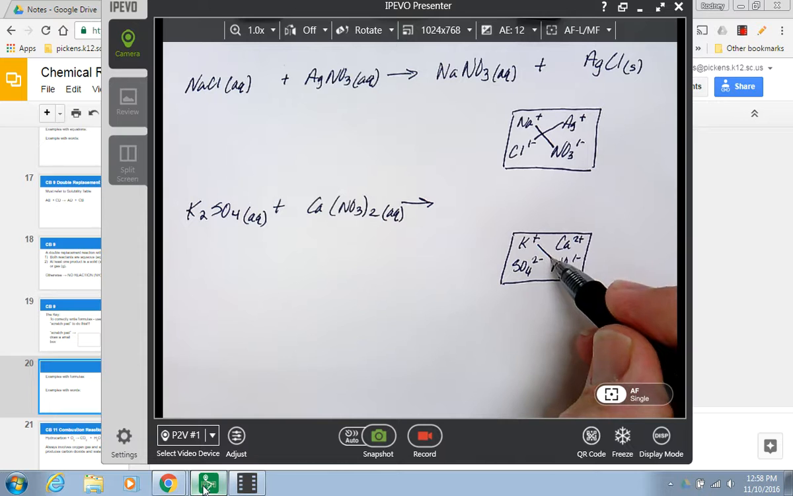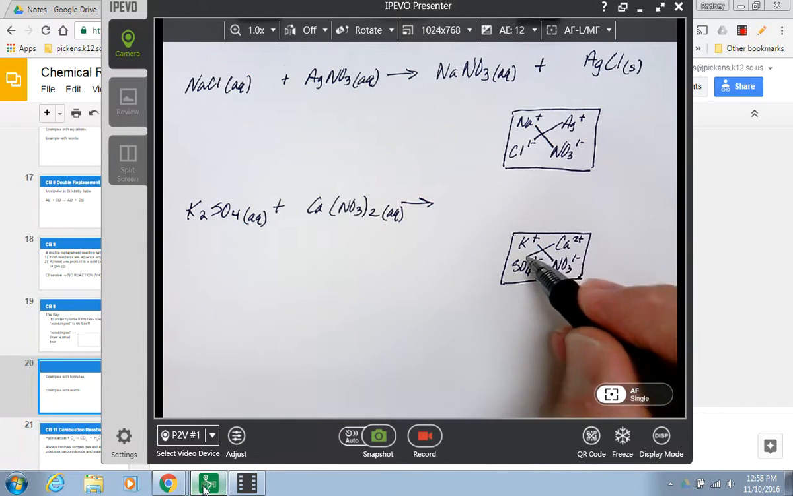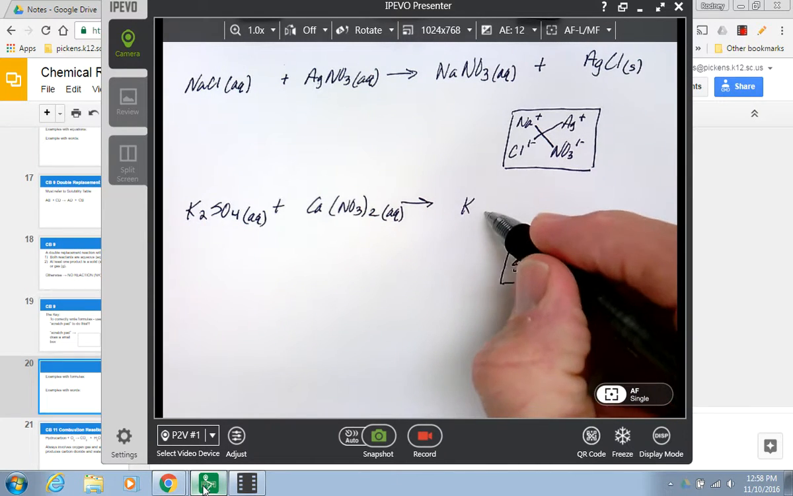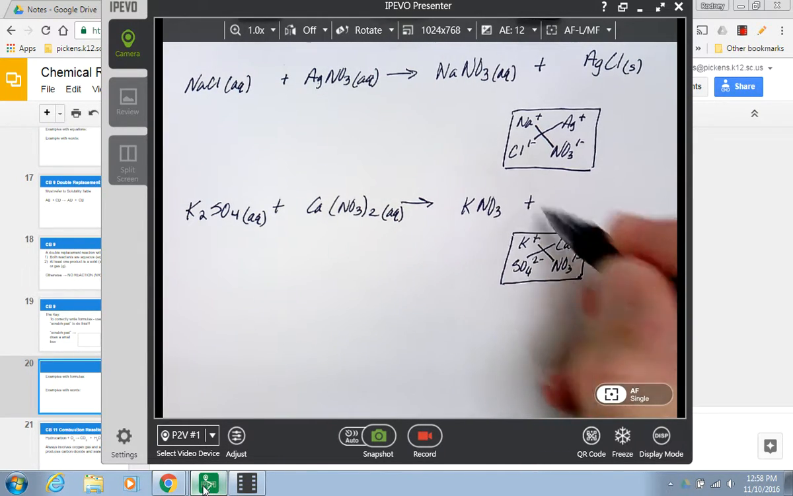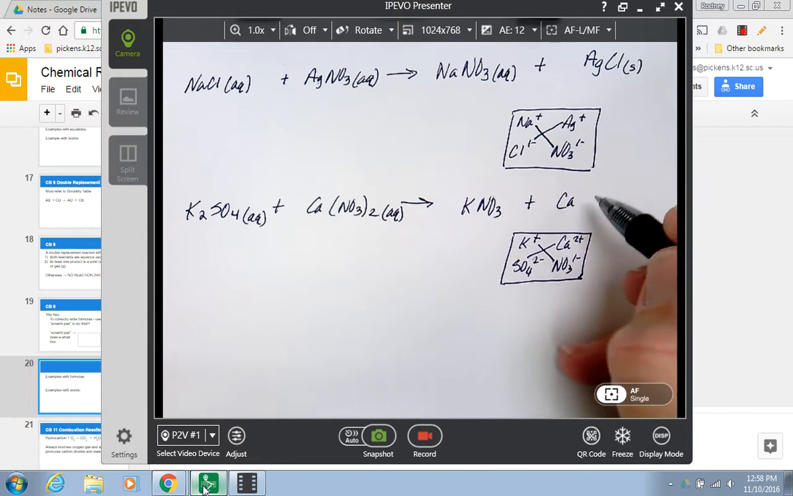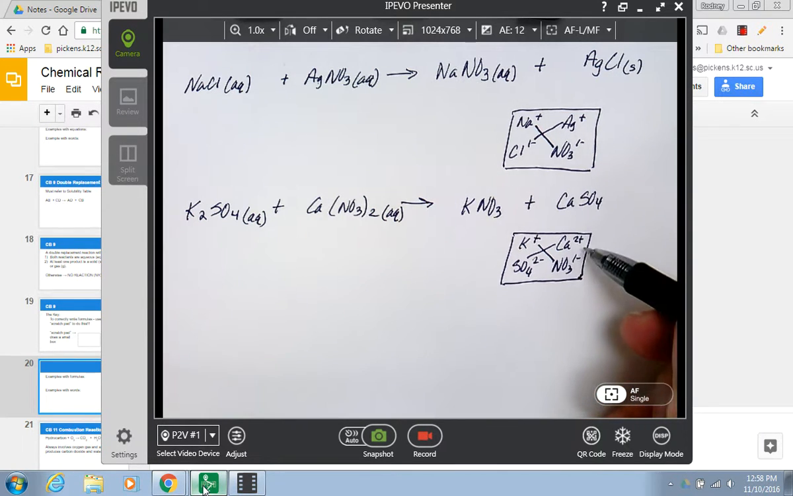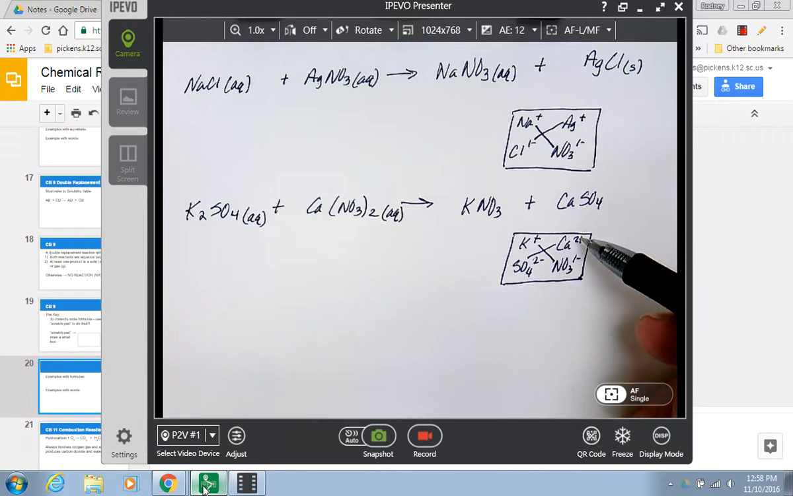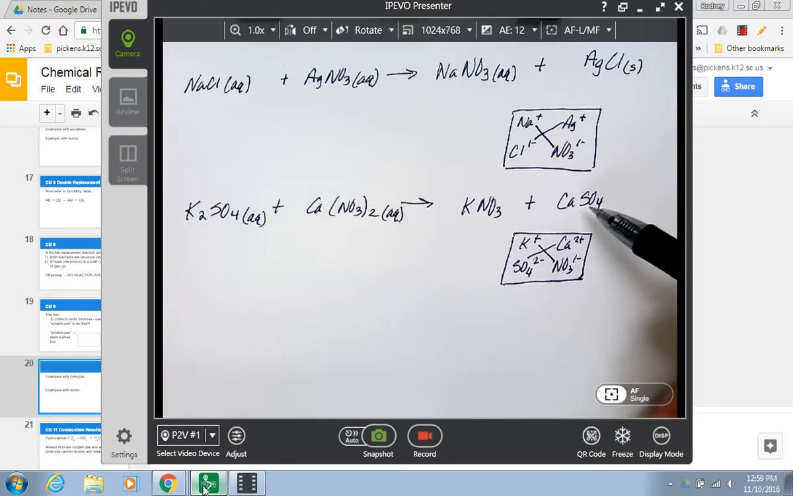All right, so the potassium is going to switch places and go with the nitrate. The calcium is going to switch places and go with the sulfate. So potassium nitrate is KNO3 plus calcium sulfate is going to be CaSO4. Since calcium is a 2+ and sulfate's a 2 negative, those will balance out. And so it really doesn't matter. I could have put calcium sulfate here and then potassium nitrate. It doesn't matter what order the compounds are, but remember potassium has to go with the nitrate and calcium has to go with the sulfate. We always write your positives first, your cations first, okay?